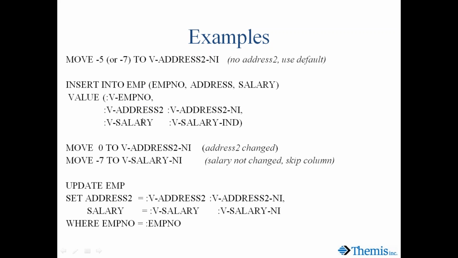Okay? Now, for an example of that, here we have an insert statement, and the intent is to have the insert provide all columns of the table, and when we're filling in the variables that contain the content, it just so happens this time, if input is not there, I'm going to move a -5 to the indicator variable for the address number 2. Because we don't have an address 2 for this insert, okay?